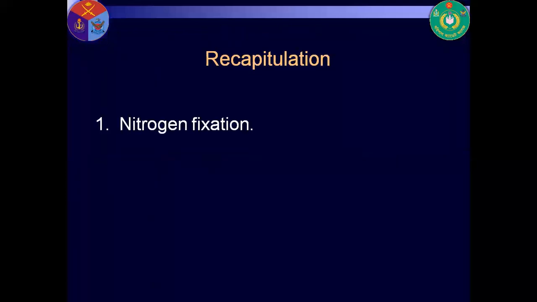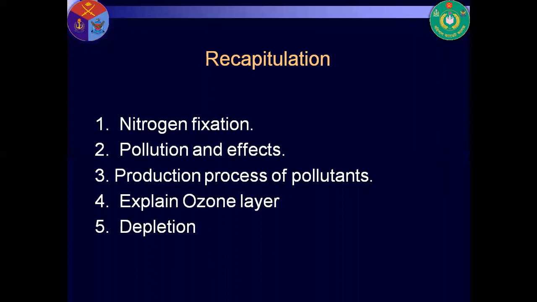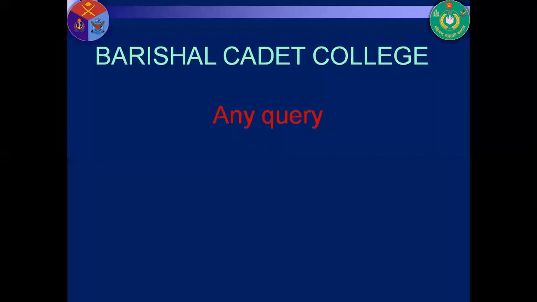So in the class, we discussed nitrogen fixation, pollutants and their effects, different types of pollutants and their production, and how they pollute the environment, the ozone layer, and depletion of the ozone layer. Finally, different gases and harmful effects. Also, we discussed different types of questions that may be asked from our discussion. Dear cadets, if you have any query, inform me and I will solve your problem.